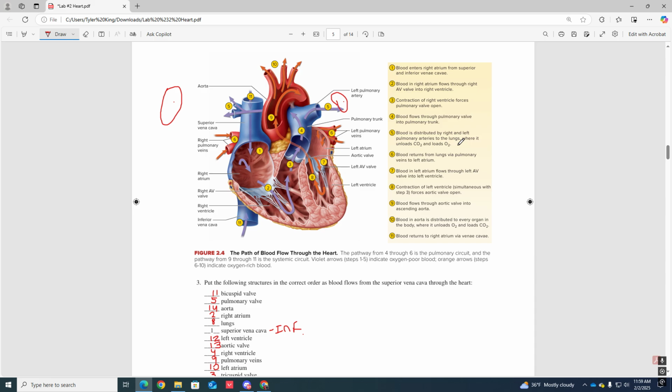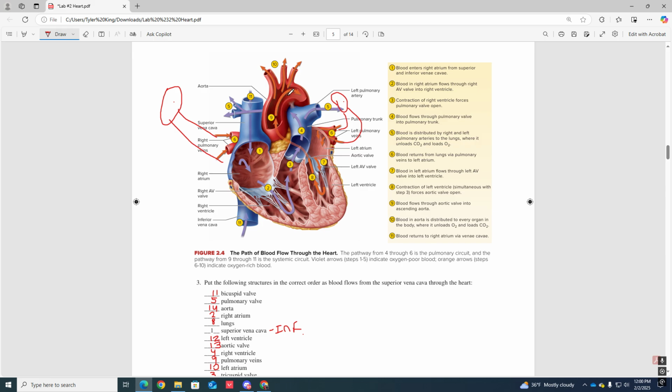Then the blood comes back from the lungs through the pulmonary veins, so we have the left side and the right side respectively. It enters the left atrium, flows through the left AV valve, the mitral valve or bicuspid valve, into the left ventricle. Contraction of the left ventricle makes the aortic valve open. The blood goes up, and the aortic valve closes to prevent blood from shunting backwards.